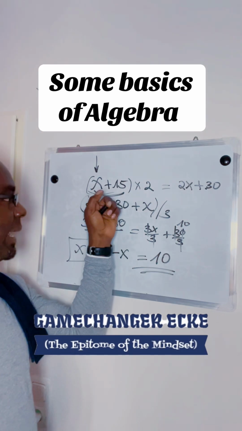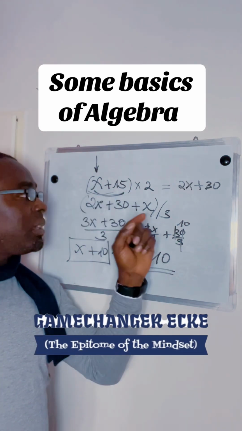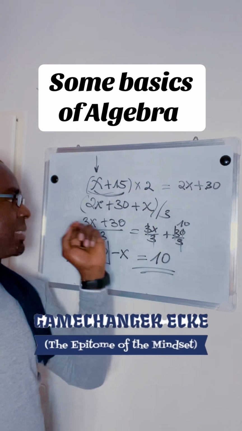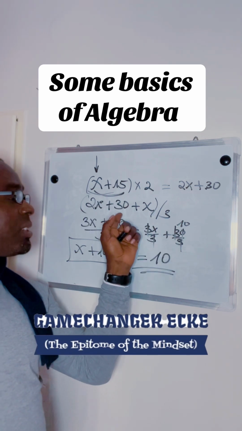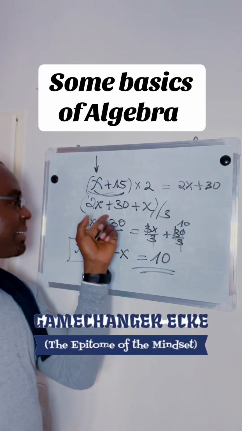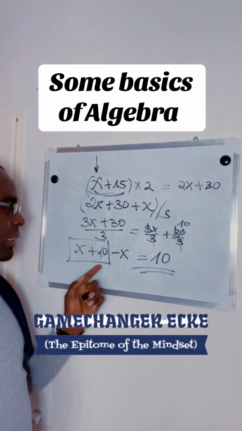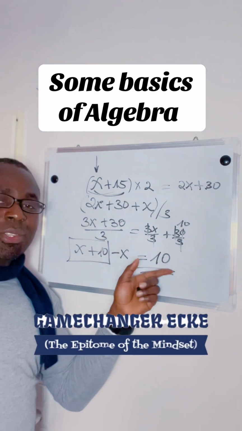Think of a number, x. Add 15 to that number, plus 15. Double the result, times 2. This is the answer. And then they say, add the number you thought of to the result. Divide the result by 3. You got this. And then from here, they say, subtract the number you thought of from the result. And when you subtract it, you remain with 10.